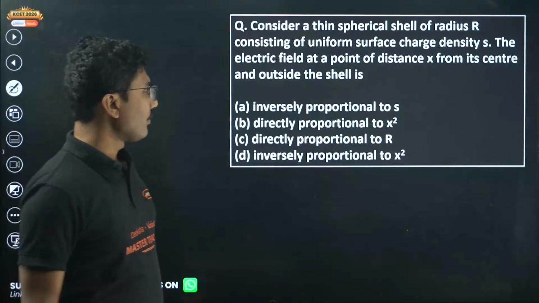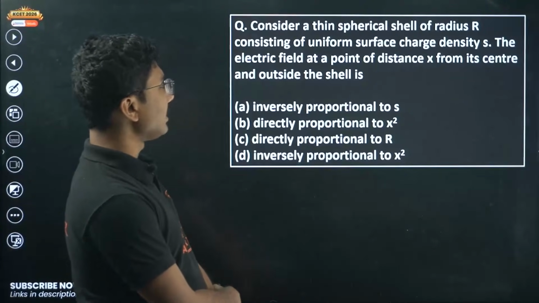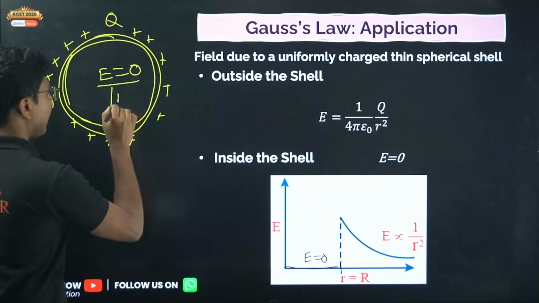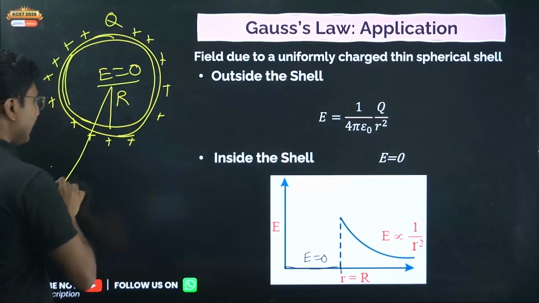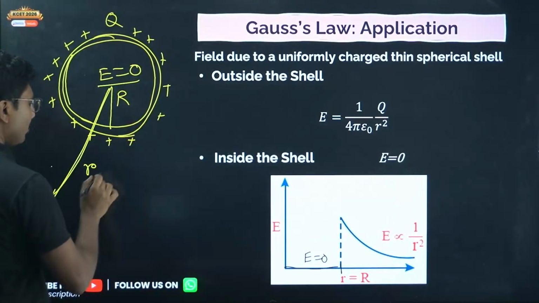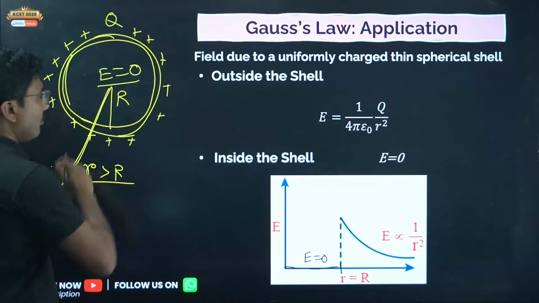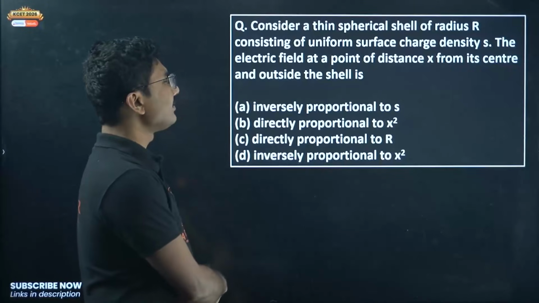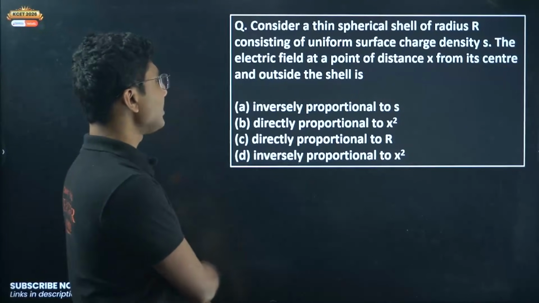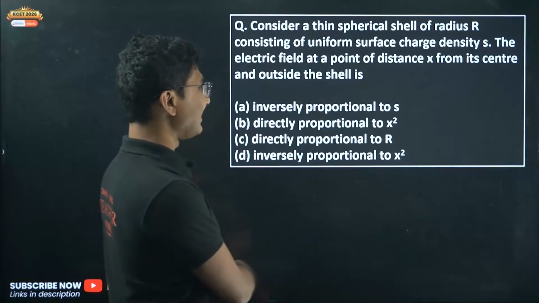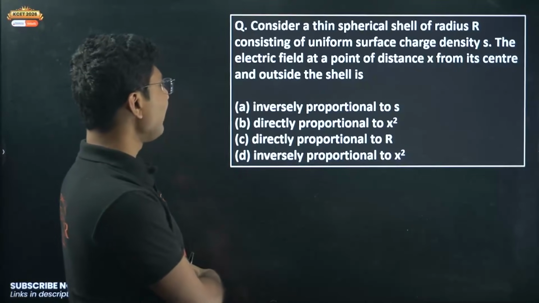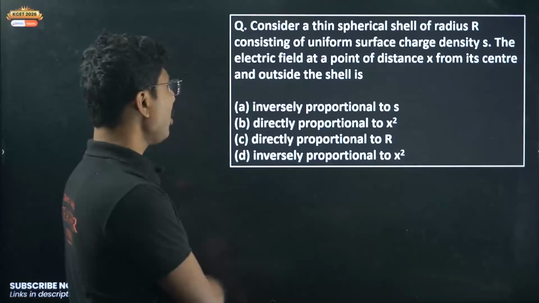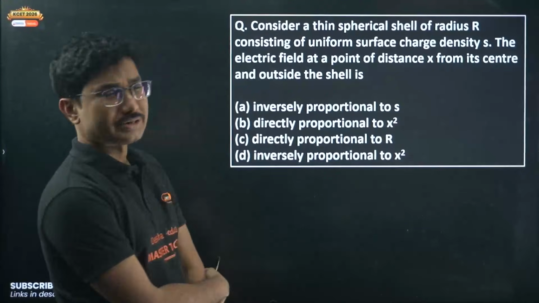Now let's see one question. Consider a thin spherical shell of radius capital R. Here the radius is capital R, and any distance is small r, which has to be greater than capital R. For less than capital R, E equals 0. Consider a thin spherical shell of radius capital R consisting of uniform surface charge density S. The electric field at a point at distance small x from the center and outside the shell.